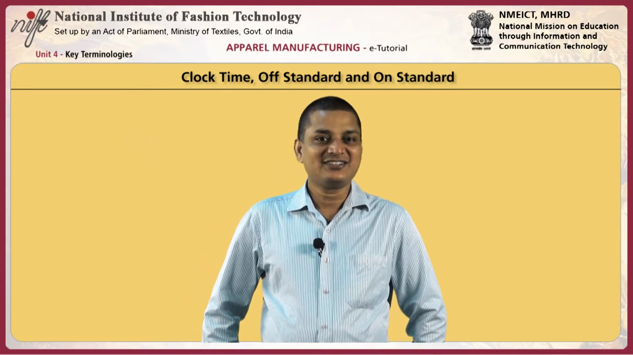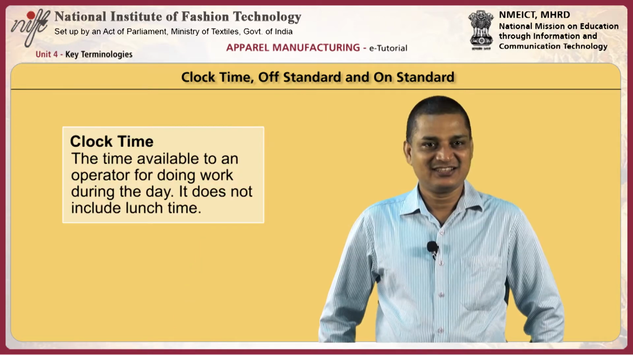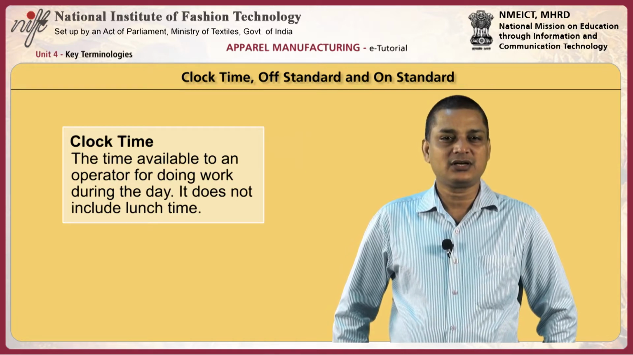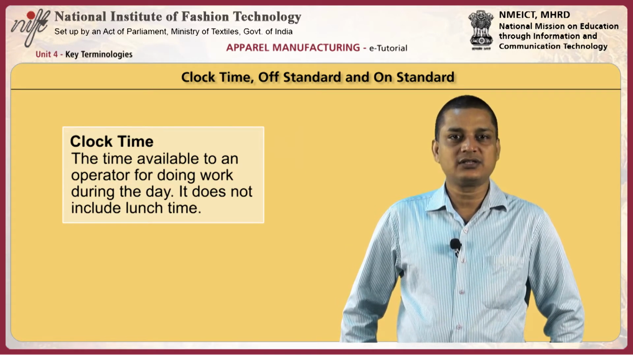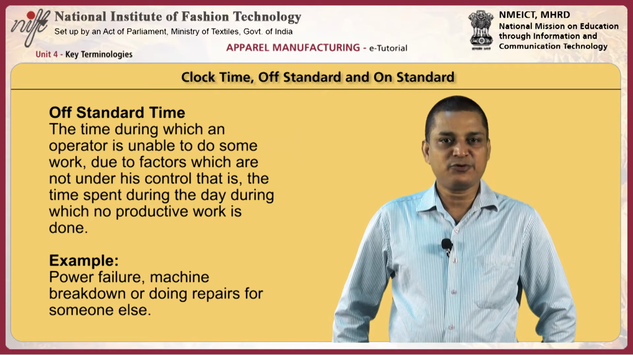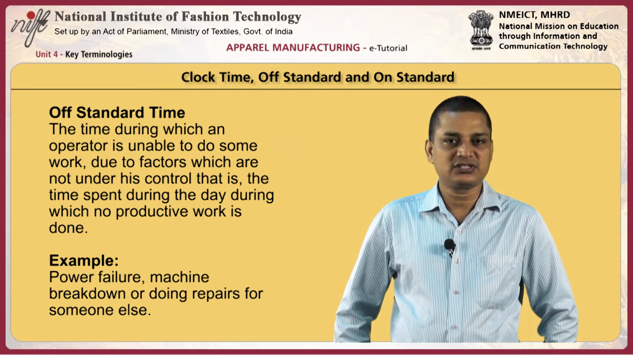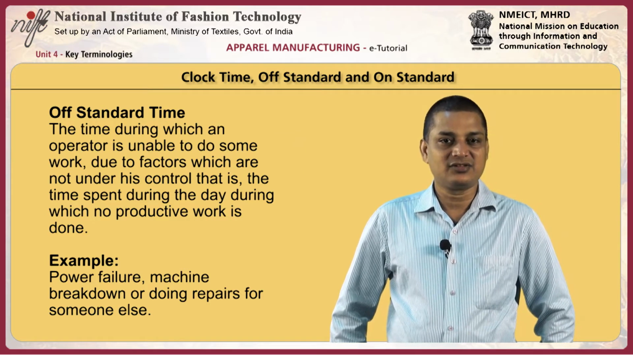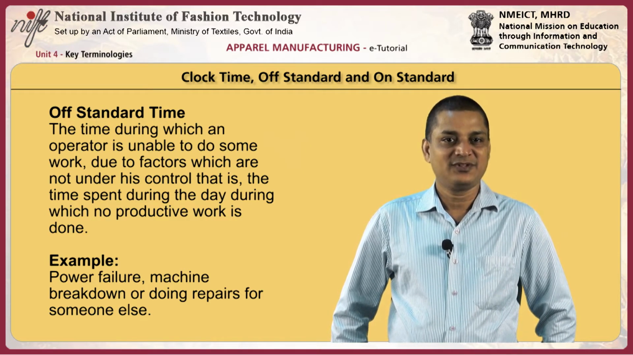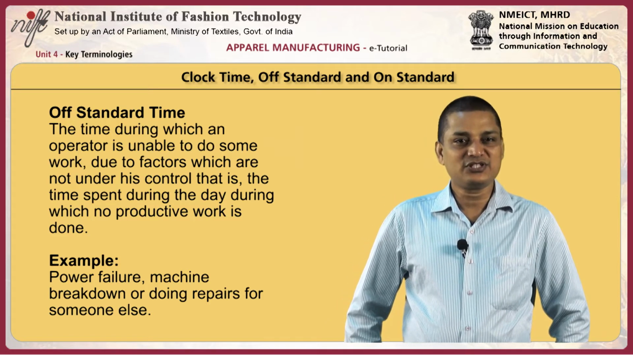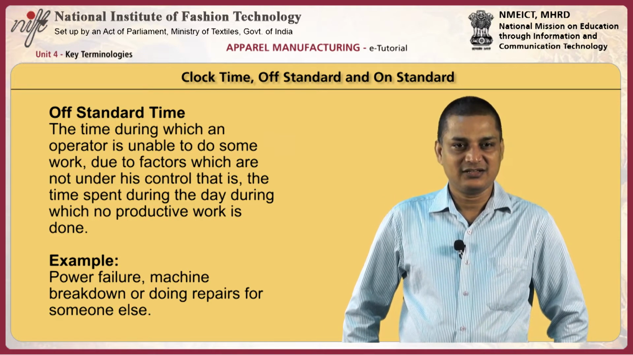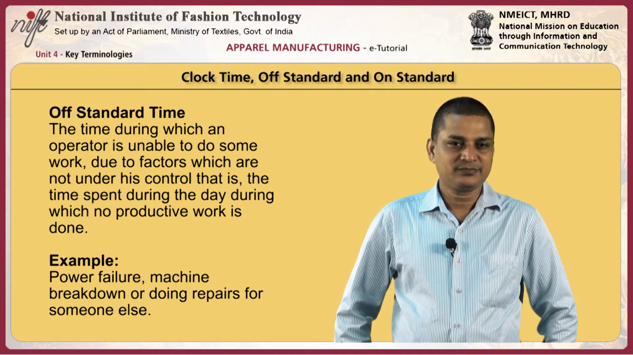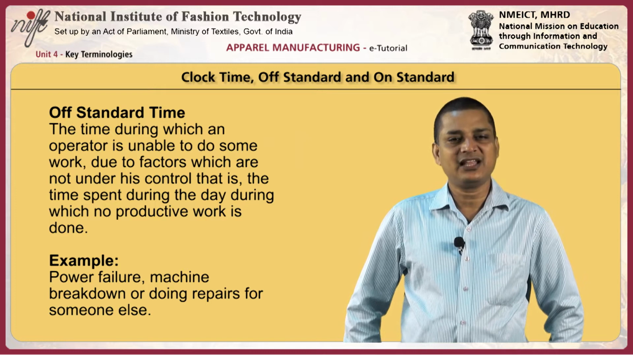Let us now look at some more definitions. The time available to an operator to do work during the day. It does not include lunch time. Time duration during which an operator is unable to do any work due to factors which are not under his control, that is, the time spent during the day during which no productive work is done. For example, power failure, machine breakdown or doing repairs for someone else.